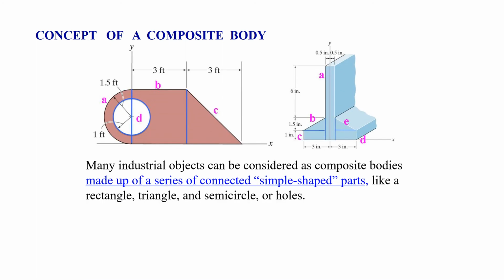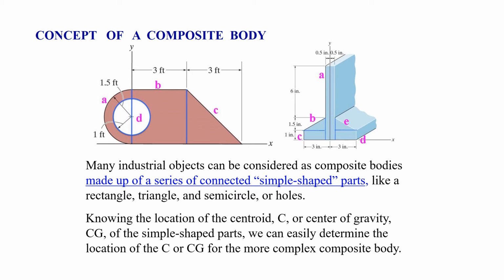Consider these two objects. Many industrial objects can be considered as a composite body made up of a series of connected, simple shaped parts, like a triangle, a rectangle, or a semicircle, or holes. Knowing the location of the centroid or center of gravity, CG, of the simple shaped parts, we can easily determine the location of the centroid or center of gravity for more complex composite bodies. And now I'll outline those steps.